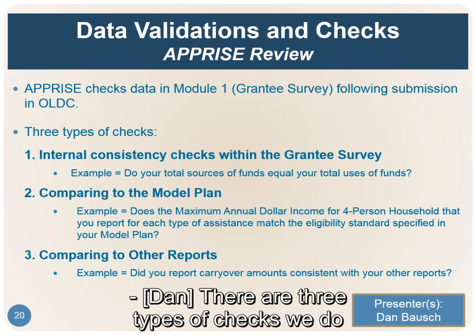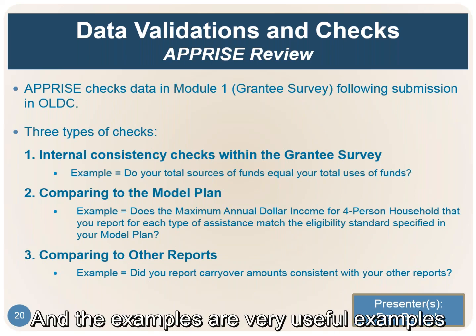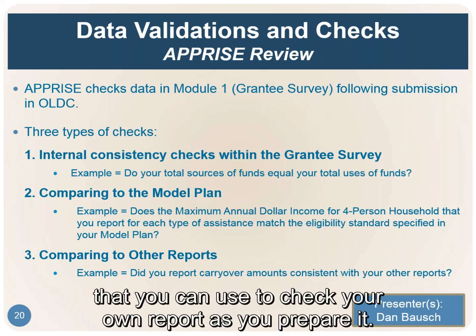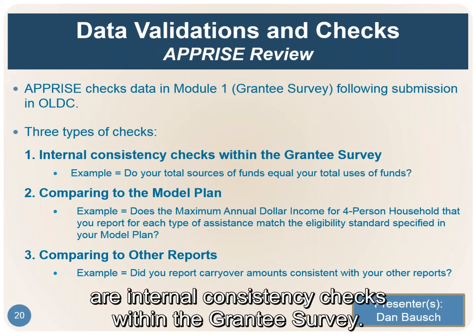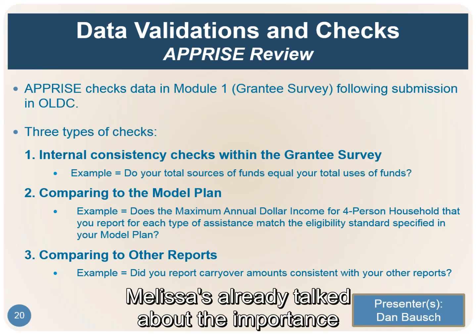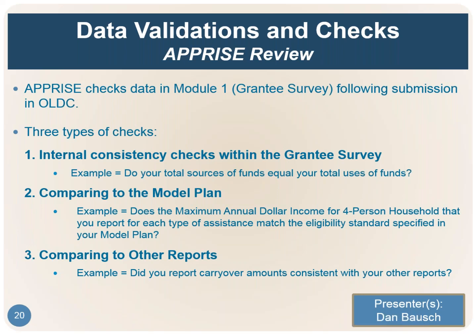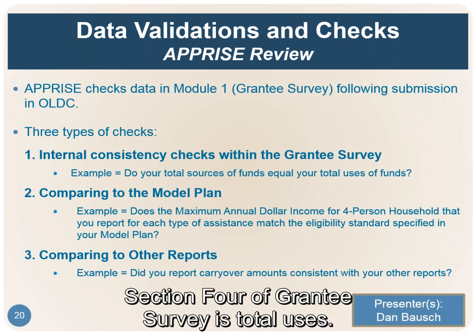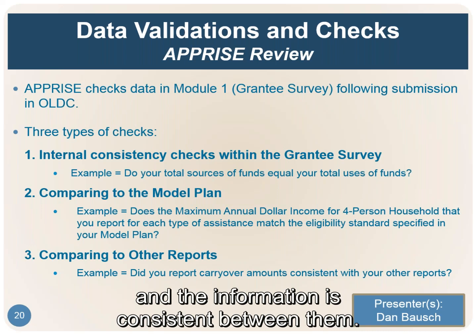There are three types of checks we do that are described on this slide, and the examples are very useful examples that you can use to check your own report as you prepare it. The first type of check we do are internal consistency checks within the Grantee Survey. Melissa's already talked about the importance of total uses and total sources being equal. Section 3 is total sources. Section 4 of the Grantee Survey is total uses. So we check those to make sure they're equal and the information is consistent between them.